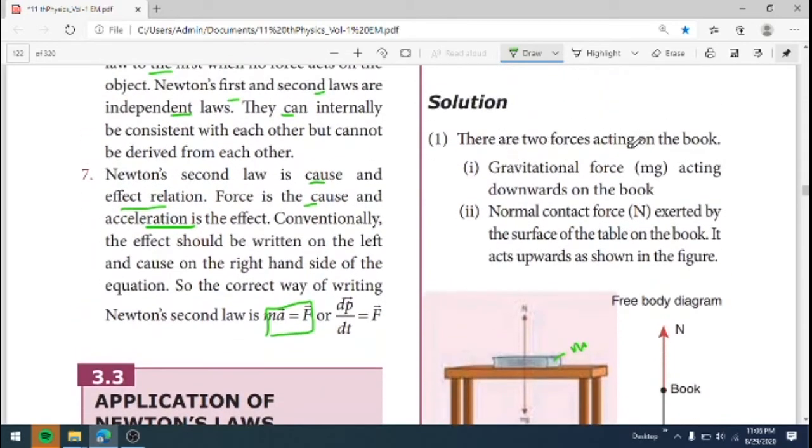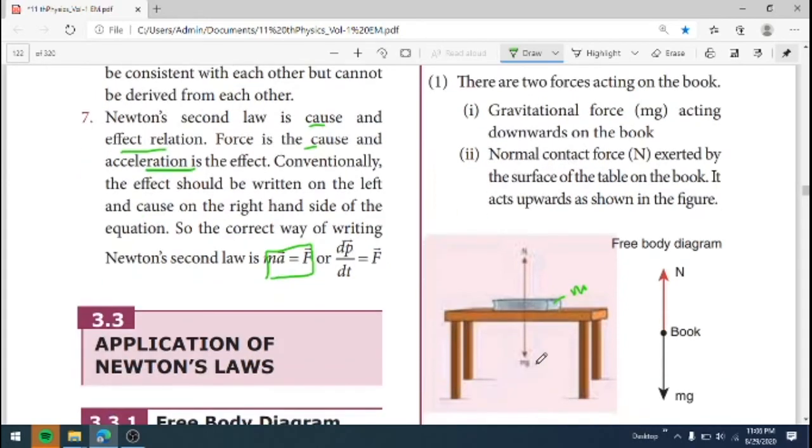There are two forces acting on the book. Which are the two forces? One is gravitational force, mg. See here, this is mg, gravitational force, mg acting downwards on the book. Then normal contact force, N, acting upwards, which is exerted by the surface of this table on the book. இந்த நார்மல் ஃபோர்ஸை கொடுக்கறது யாரு, டேபிள் புக்குக்கு கொடுக்குது, ரைட்டா. இப்போ இந்த ரெண்டு ஃபோர்ஸஸை ஐடென்டிஃபை பண்ணிட்டோம் இல்லையா.